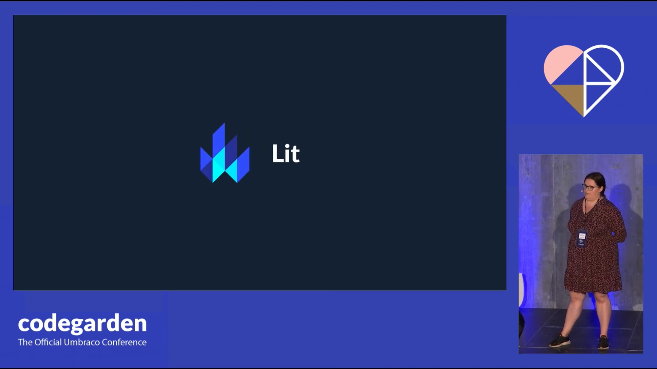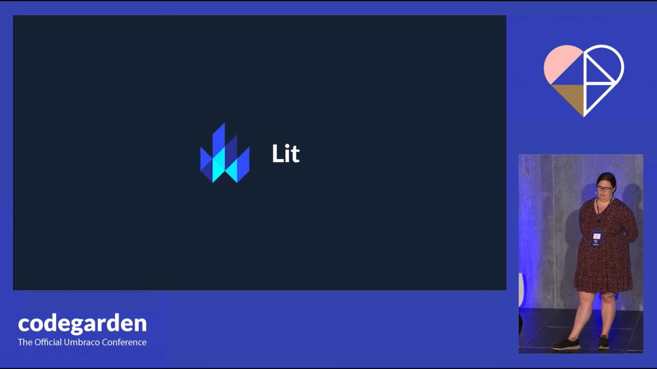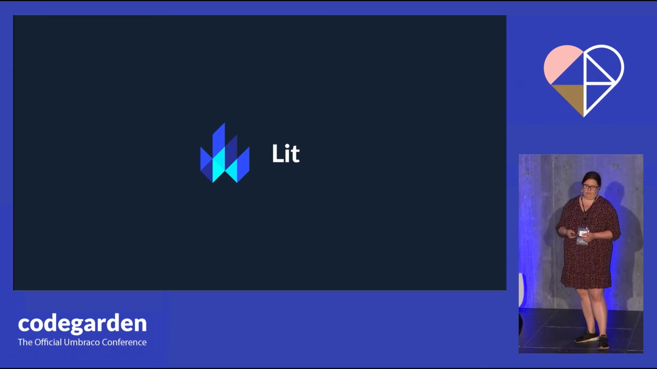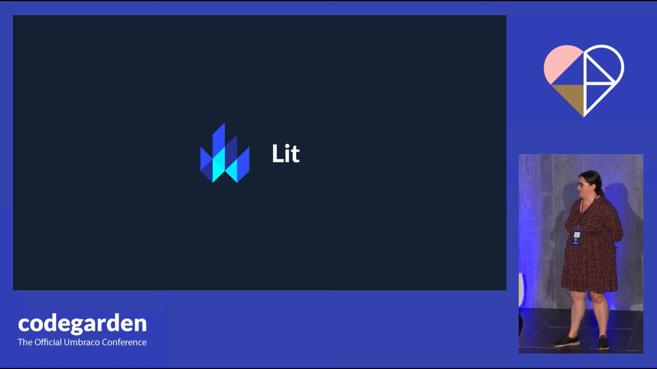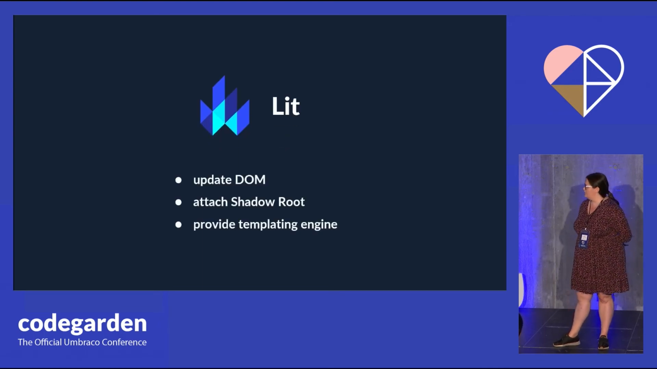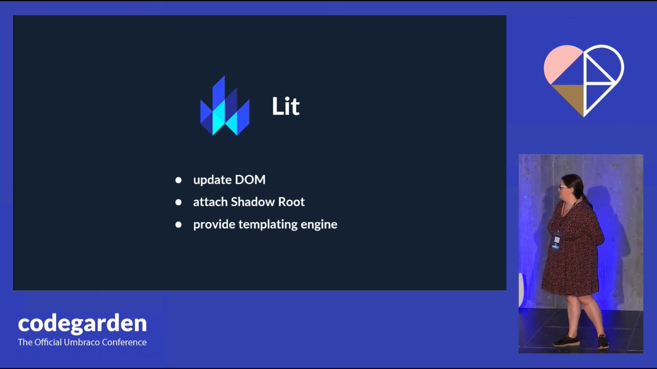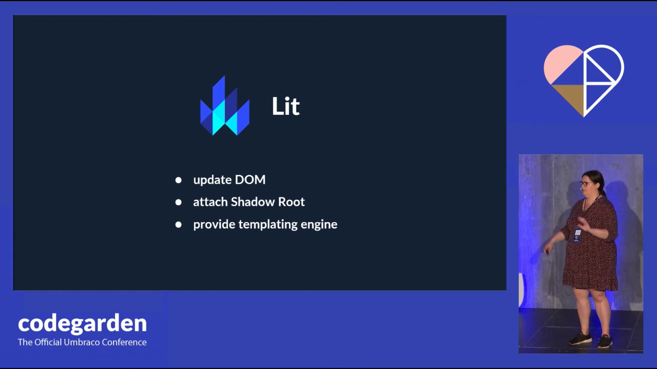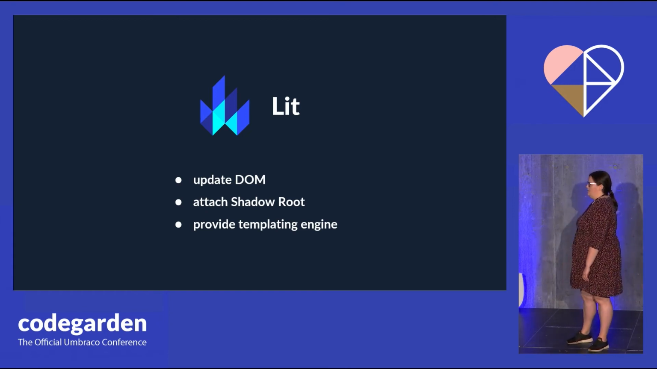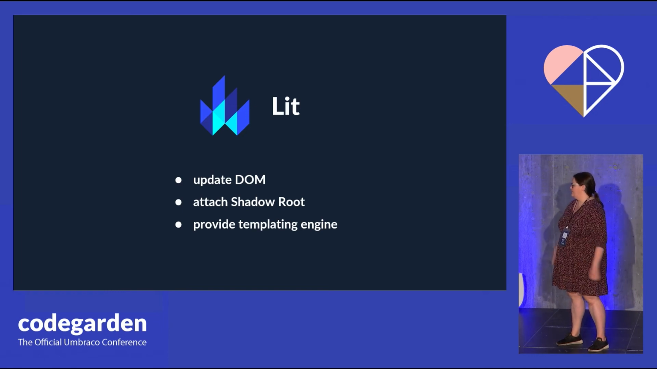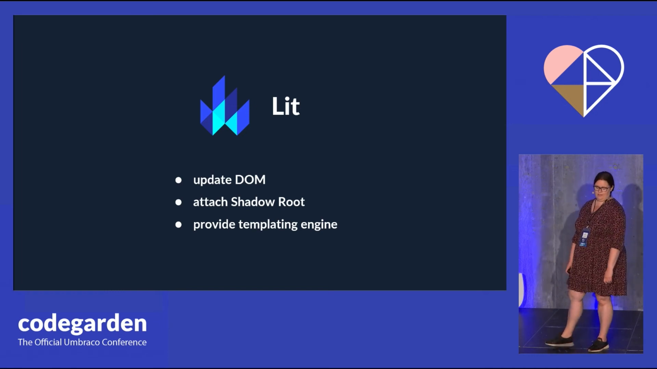And in Umbraco, we decided to use Lit. It's a small library which is a really nice helper for writing web components. We use it in the UI library. We battle tested it in Cloud Portal 2, and it's also recommended in the RFC. And it's going to do 3 things for us. It's going to update the DOM and make the whole component reactive. It's going to attach the shadow root and handle all the web component boilerplate code. And it's going to give us a nice declarative templating engine.